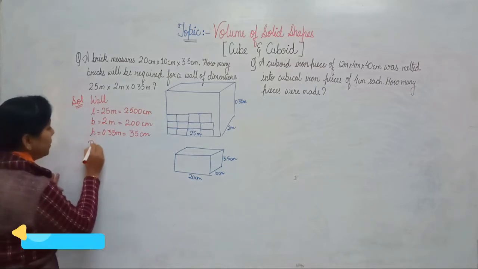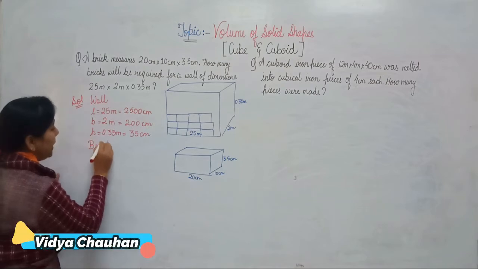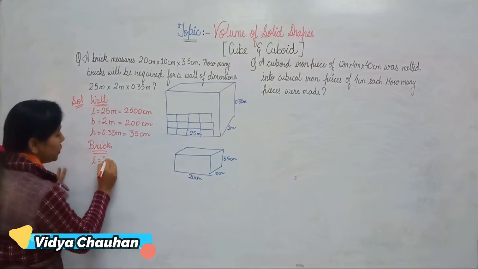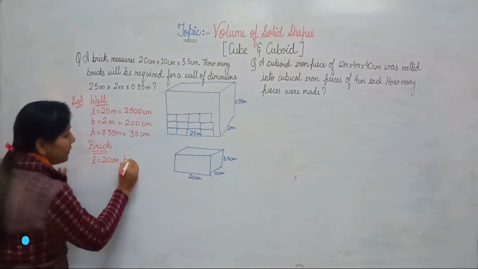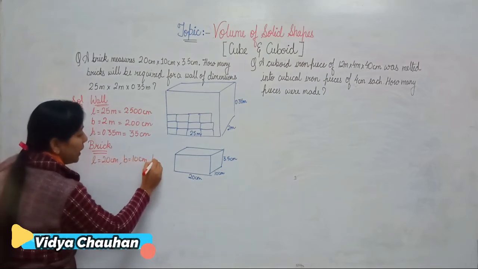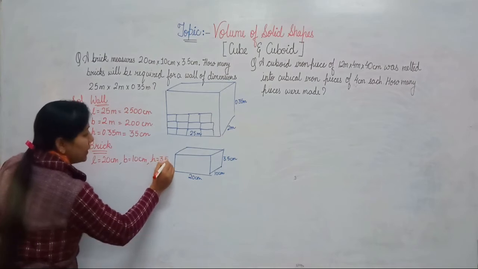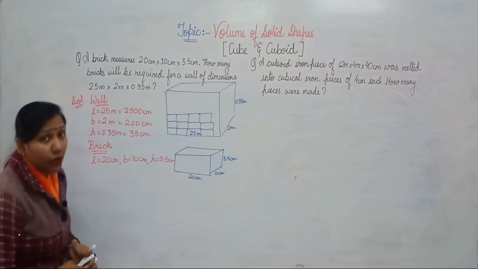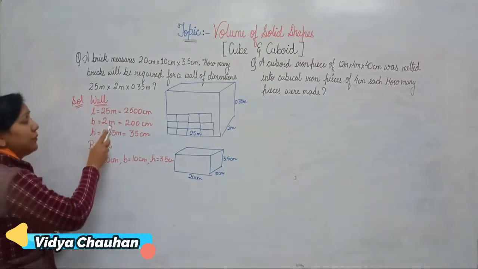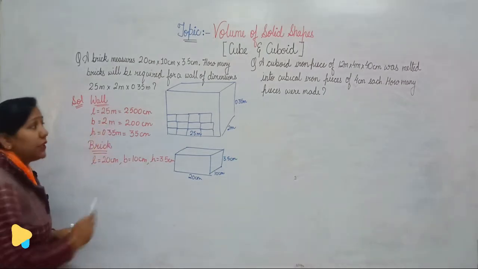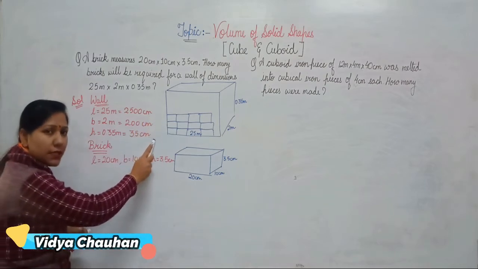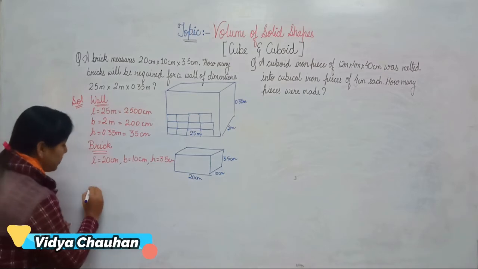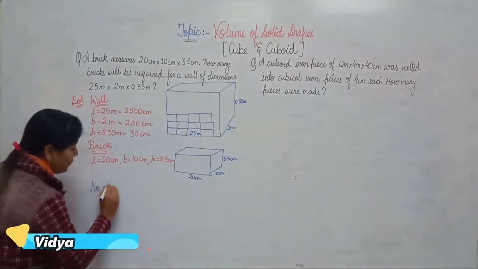Now, coming to the next, that is our bricks. So that was the wall. Now for the brick, the length is 20 centimeter, the breadth is 10 centimeter and the height of the brick is 3.5 centimeter. So these are the dimensions that we have noted down and we have also converted all the values into similar units. Now the dimension of the wall is in centimeter and the dimension of the brick is also in centimeter.